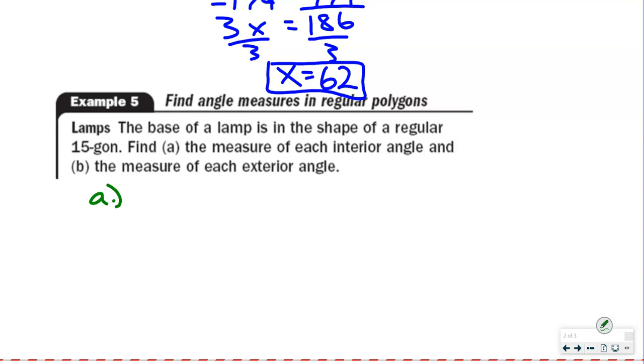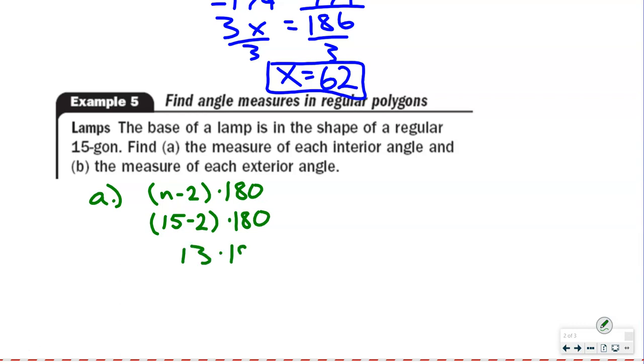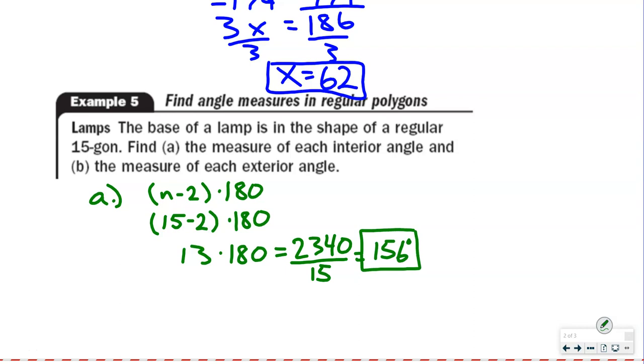We know we're doing interior angles. So our formula for that was n minus 2 times 180. And we have a 15-sided figure, so n is 15. Minus 2 is 13. So 13 times 180 gives us 2,340. So that's all of our interior angles added up. We want to know the measure of each angle. So all of our angles added up give us 2,340. We need to divide that by how many angles we have. We have 15 angles. So 2,340 divided by 15 gives us 156 degrees. So each angle is 156 degrees.